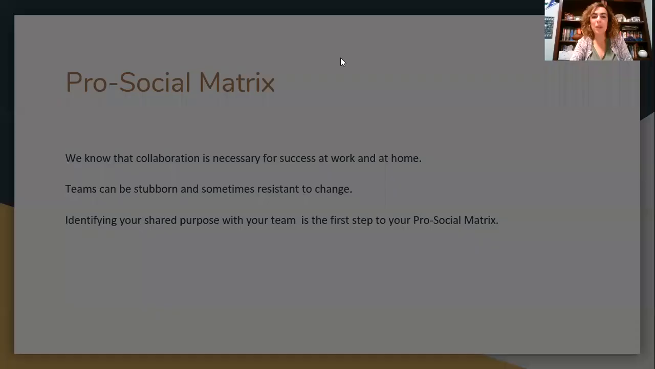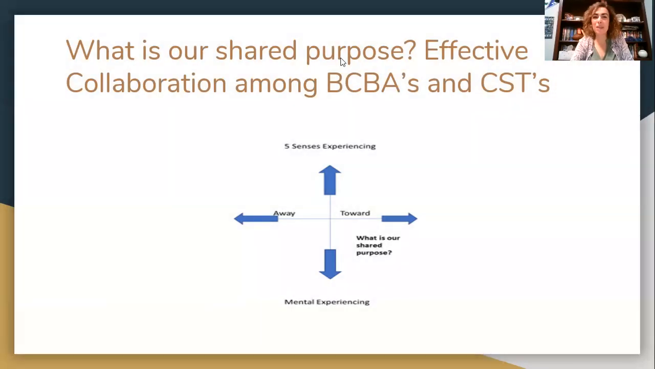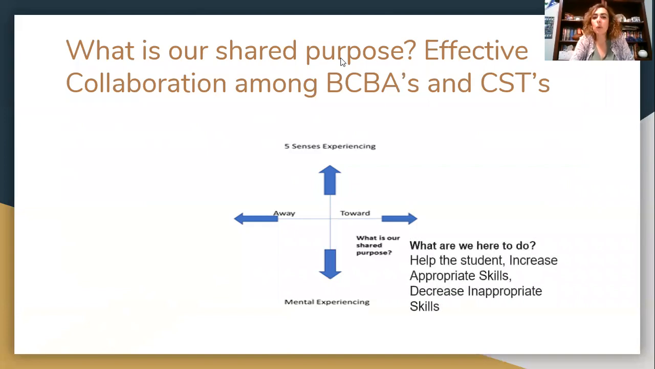So before I give away too much, let's look at our matrix again. But this time, when we look at the lower right-hand quadrant, let's ask, what is our shared purpose here as a team? What are we working for? What are we here to do? Usually we'll say, well, we're here to help the student, right? We're here to help the client. And it's usually increasing the students' appropriate skills, their communication skills, language skills, social skills, and decreasing inappropriate skills that get in the way of that.